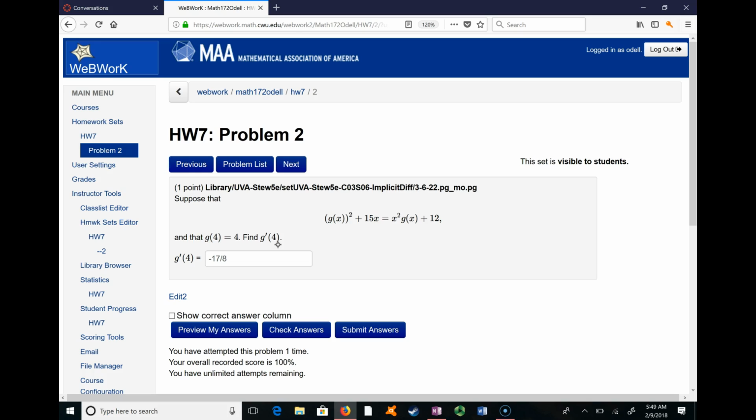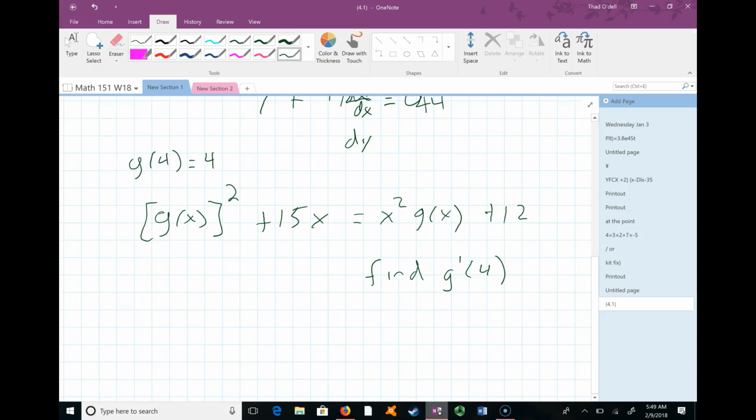So let's go over, I've written this stuff over here. So just to translate this, what they're telling you here is that when x equals 4, y equals 4. That's what this information tells us, right? And they're asking you to find g prime of 4. That means another way to say that would be dy/dx evaluated at x equals 4. Those two say the same thing.